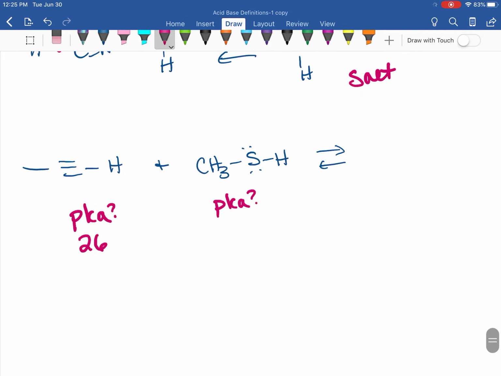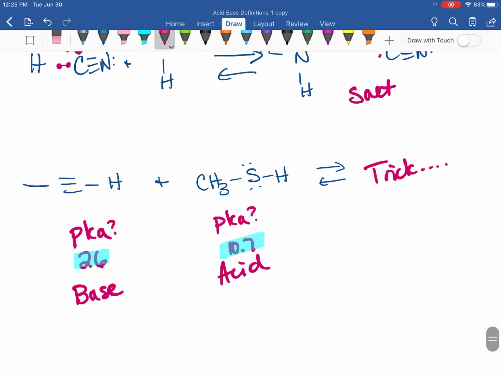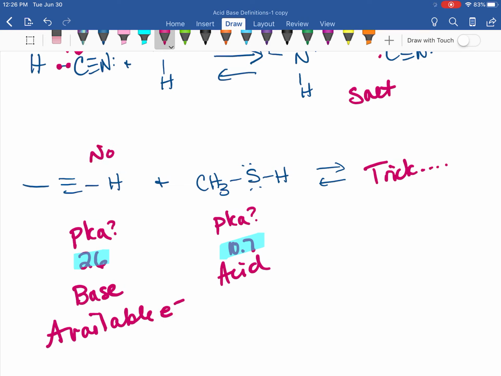So if we just started here, and we tried to mix them, which one would be the acid? Lowest pKa wins. 26 means that's the highest one. That would be our base. But now what's awesome is we would discover this is a trick question. Why is this a trick question? Do we have available electrons? No, we do not have a negative and we do not have a lone pair. So this would be a fun trick question.